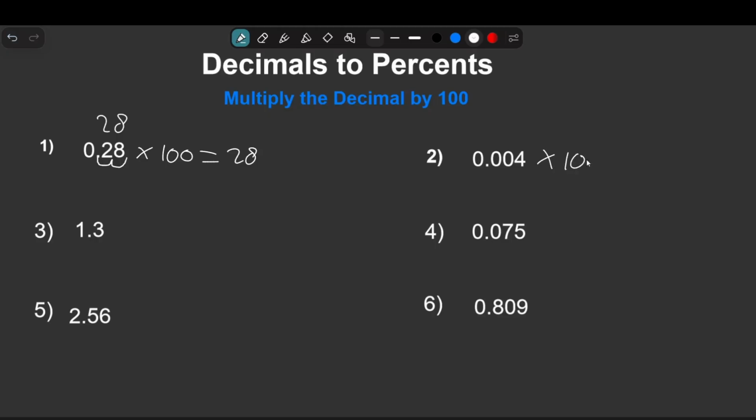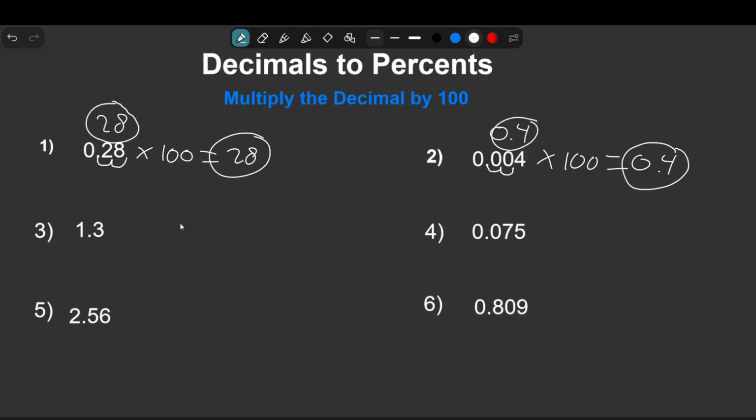So we're going to multiply this by 100 and we can get 0.4. I'm going to show you how, just like this. 1 time to the right and 2 times to the right. Now you get 0.4 as your final answer. I forgot to circle these two. So let's go to our third example.